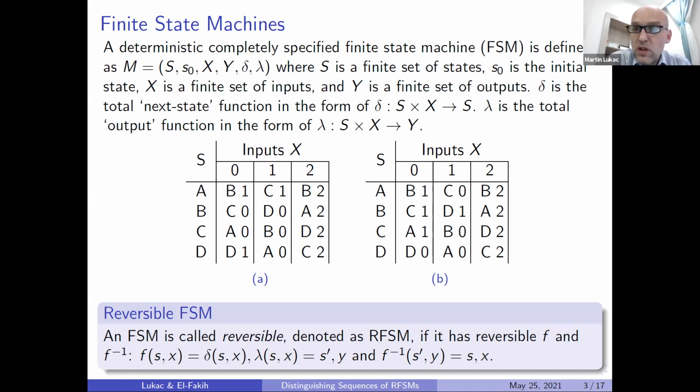Because it is reversible, it means that if we apply the inverse function f minus 1 on the output and the obtained state, we will obtain the input and the previous state. This is shown in the definition. An example of such a machine is shown in table B, where we can see that every combination of output and state is unique, and therefore it is possible, from every combination of output and state, to determine what the previous input and state were.